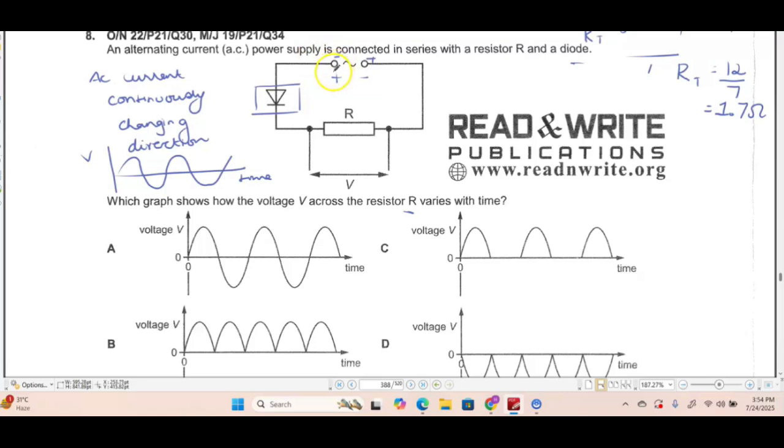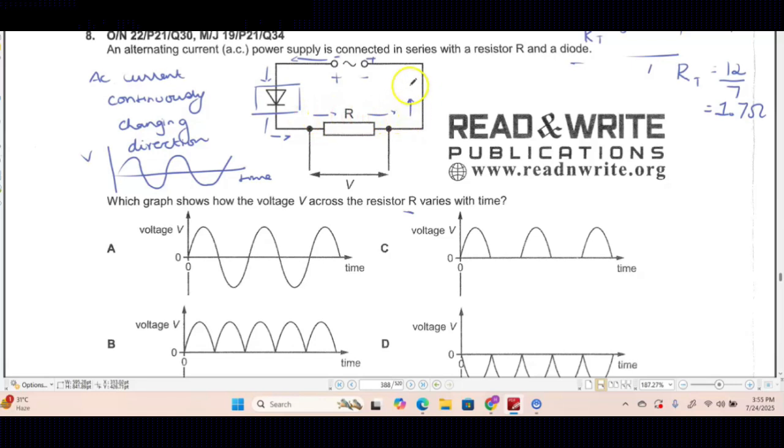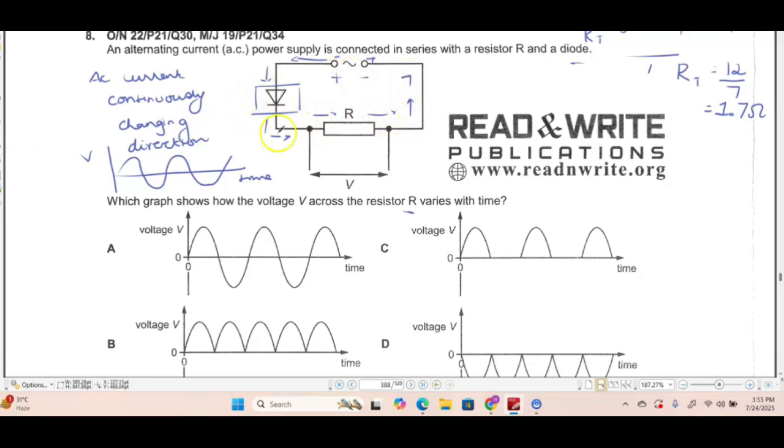Okay? For example, for a brief period of time, if this was the positive end, it is going to start from here, and on reaching here, if it wants to change its direction, then this diode is not going to let it change direction. This diode is going to let it go in this direction only. So basically this has changed it into a DC power supply. It's not letting it change its direction.